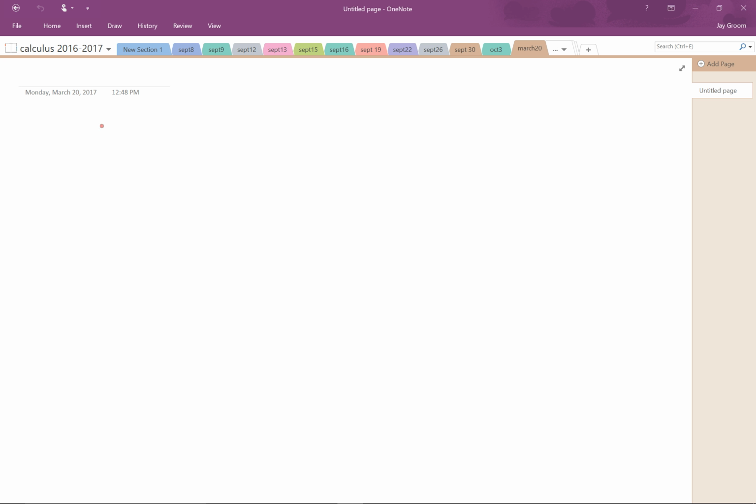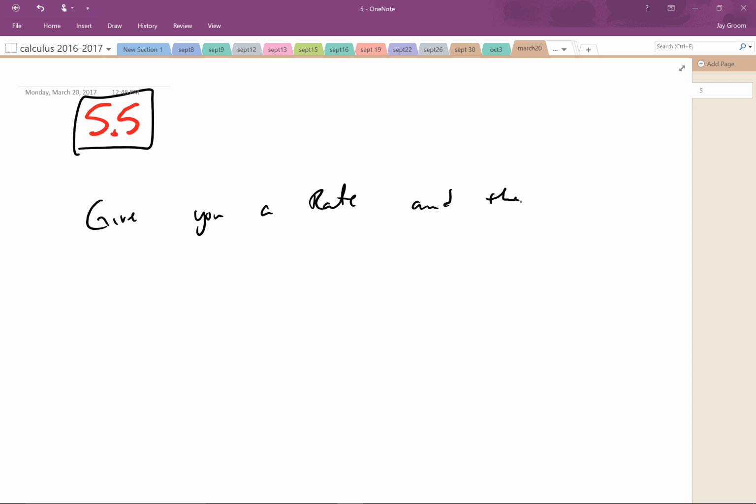So section 5.5 is a whole bunch of problems that are application sort of things. So what are they going to give you? Well, they're going to give you a rate, and then ask you for how much stuff between here and here.